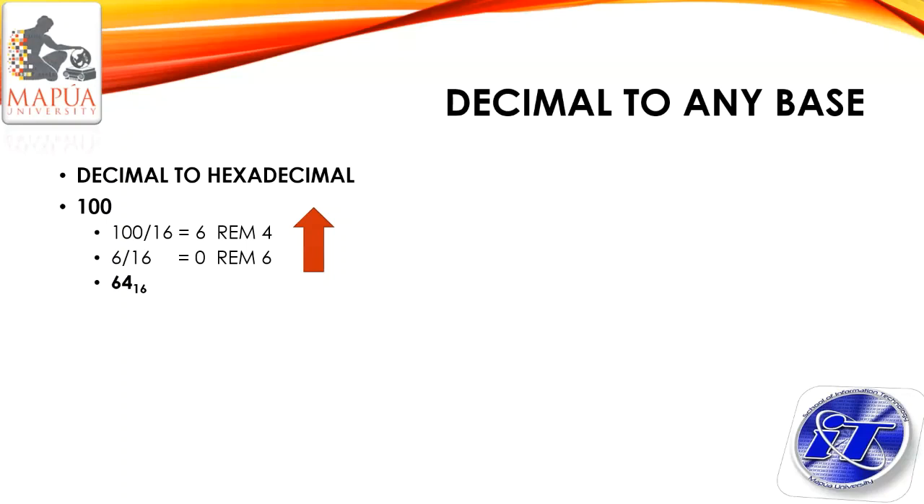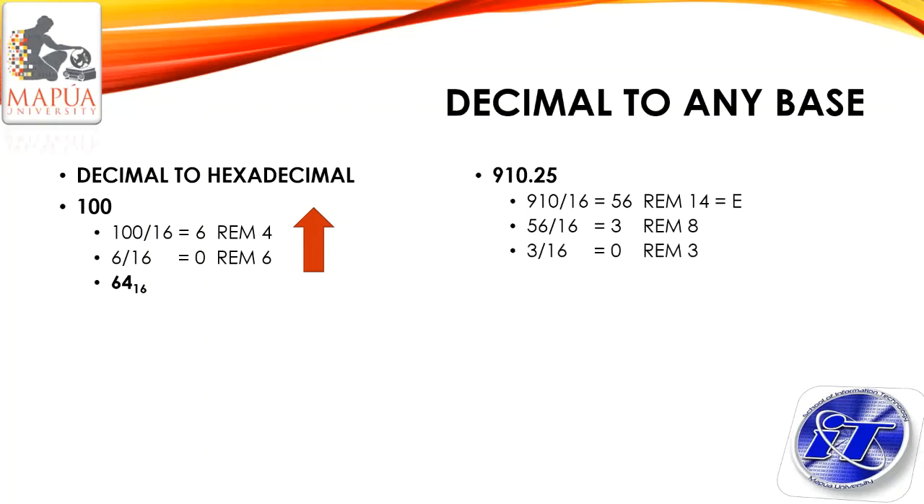Okay. And another example, 910.25. So we're going to have a separate processing or conversion for the whole and non-whole. So 910 will be divided continuously by 16. So 910 divided by 16, 56 remainder 14. 14 is more than 9, so we're going to use a letter. 14 is equivalent to E. Then 56 divided by 16, 3 remainder 8. And 3 divided by 16, 0 remainder 3.